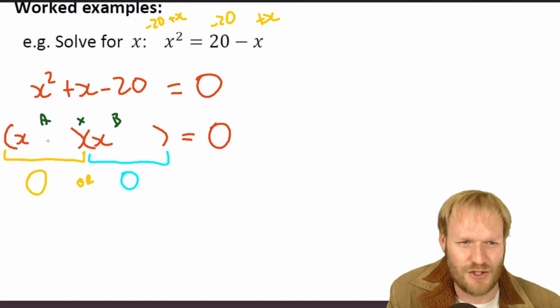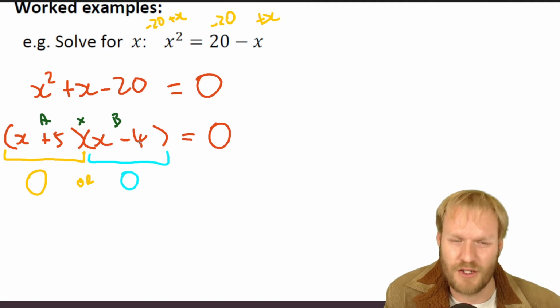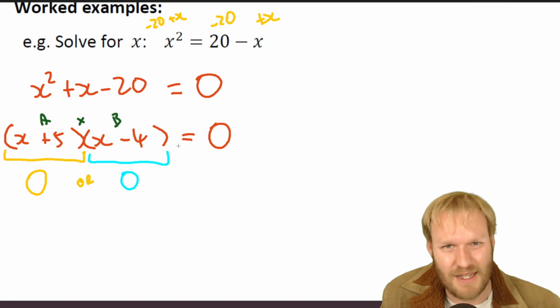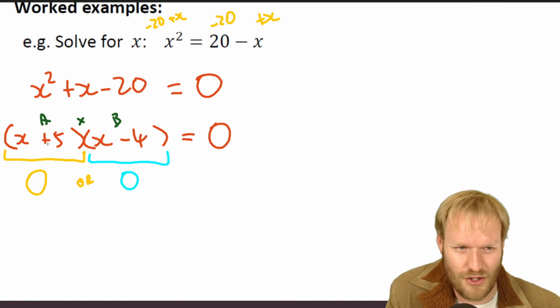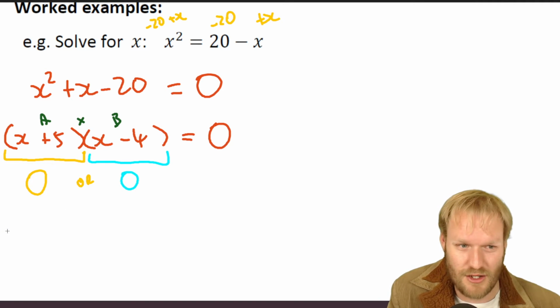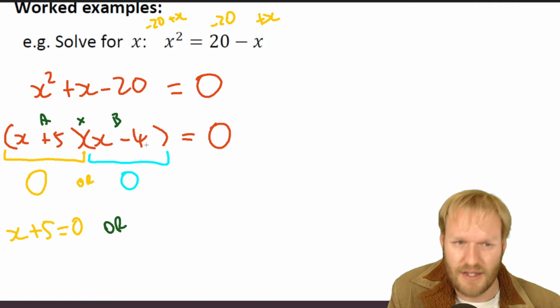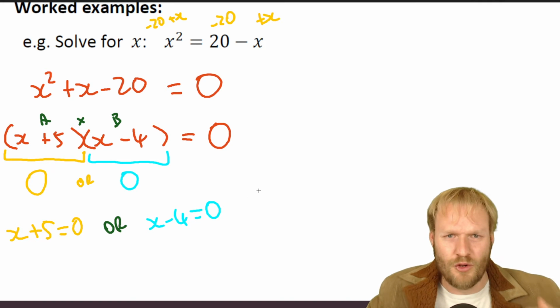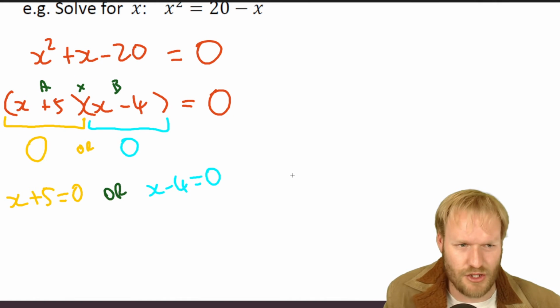Okay, so we've got minus 20. I think I'm going to go plus 5, minus 4, because 5 times minus 4 is minus 20. 5x minus 4x is x, and x times x is x squared. I'm going through that quickly because you can practice your factorization. So either that's 0: our one solution is x plus 5 equals 0, and our second solution is that second bracket, x minus 4 equals 0. So we've got two possible solutions now, and let's solve each of these.